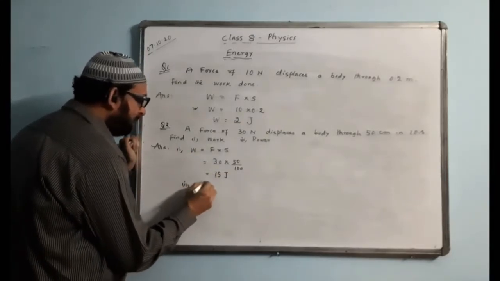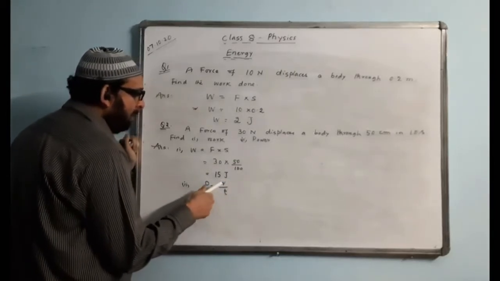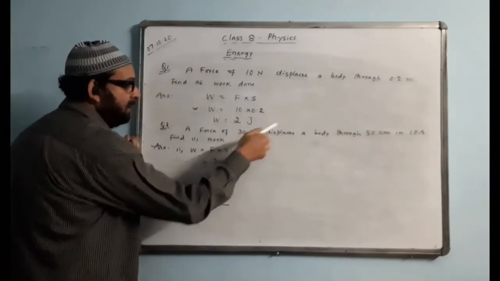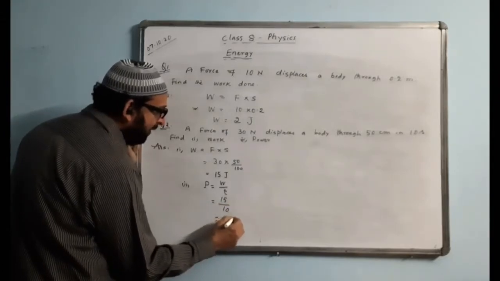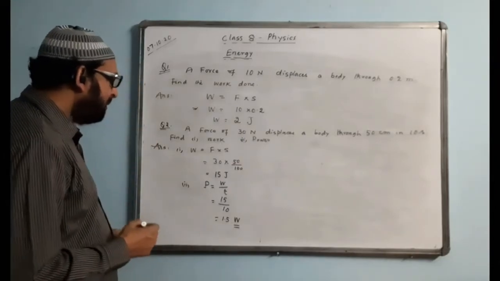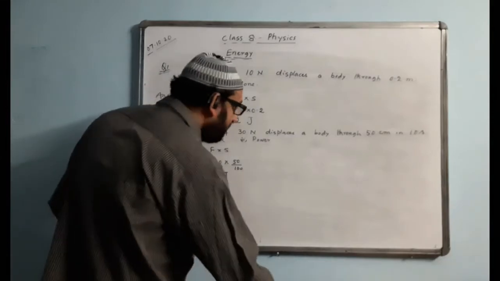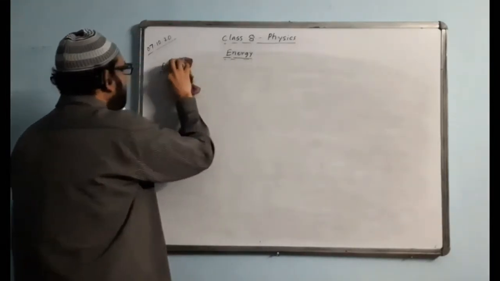Now for the second part, we find with the power formula. We have work upon the time. Work we found already, 15, and time is given in the question, 10 seconds. 0 will go, you get answer 1.5, and unit of power is watt. That is the answer. The power answer is coming 1.5 watt. So these are simple questions.